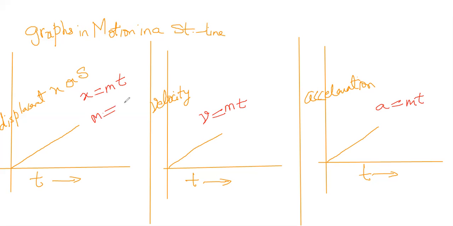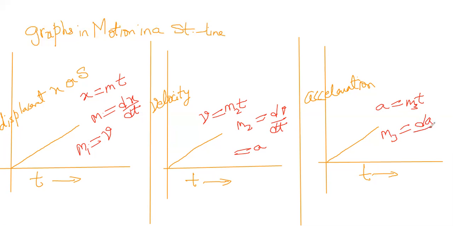It is dx by dt. Is it or not? It is nothing but dx by dt. So the slope of a displacement time graph is nothing but velocity. Is it or not? The m, the slope is here velocity. Here what is m? I'm calling this as m1. What is m2? What is m3? m2 is dv by dt. Is it or not? Which is nothing but your acceleration. Of course, there is another name for this. m3 is nothing but dA by dt.